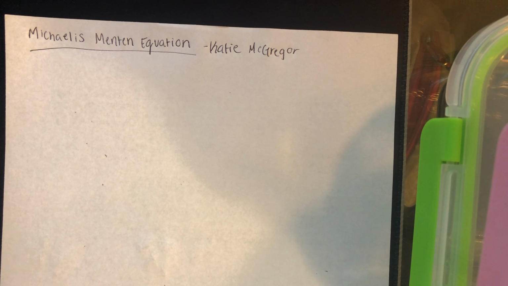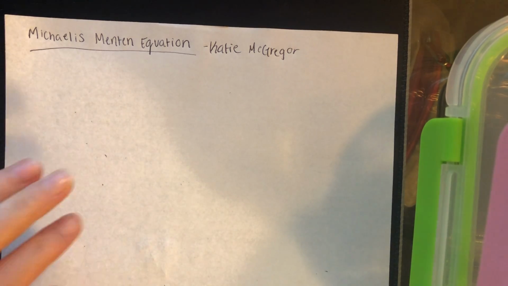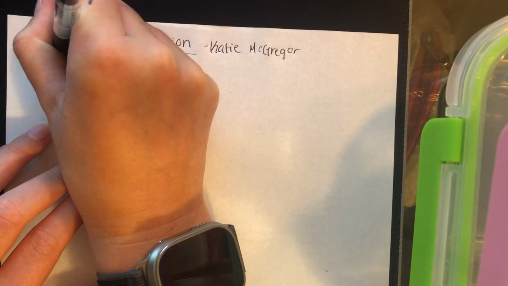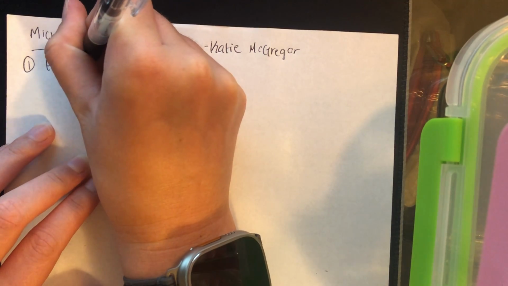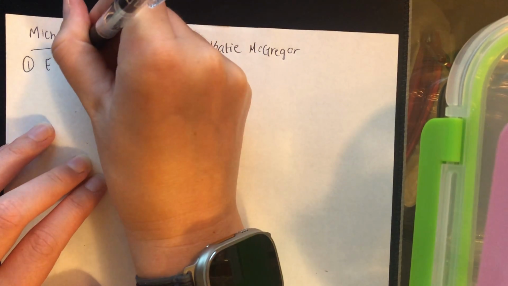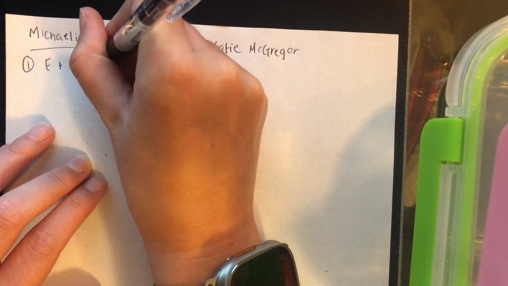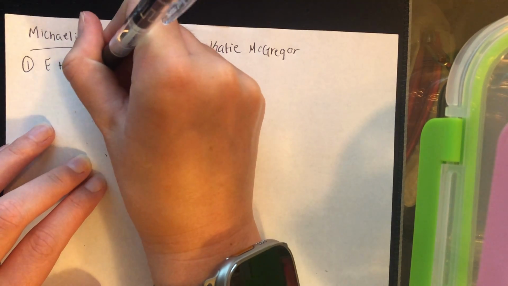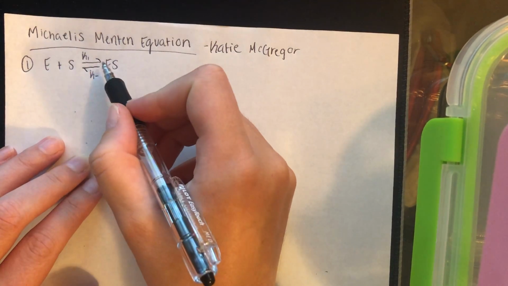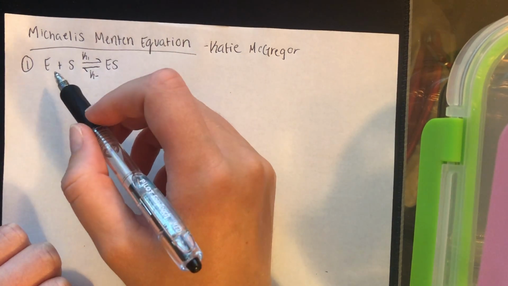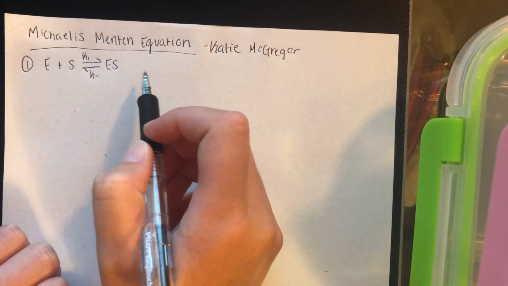To begin, we start with our enzyme reacting with our substrate, joining together to create the enzyme substrate complex. So I'll go ahead and write that. For this, we have the enzyme plus the substrate goes forward, K1, into our enzyme substrate complex, and this just indicates that it is a reversible reaction. It just indicates that it can go forward and also backwards.